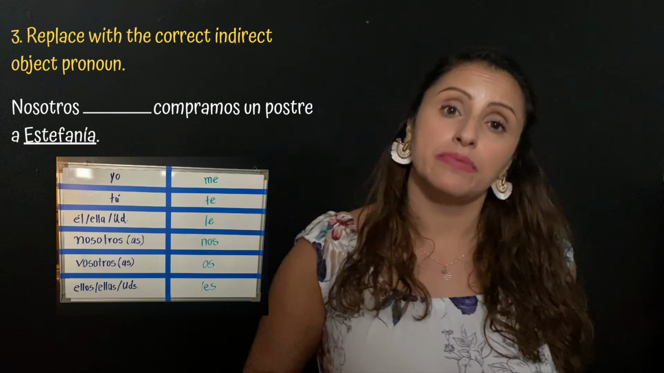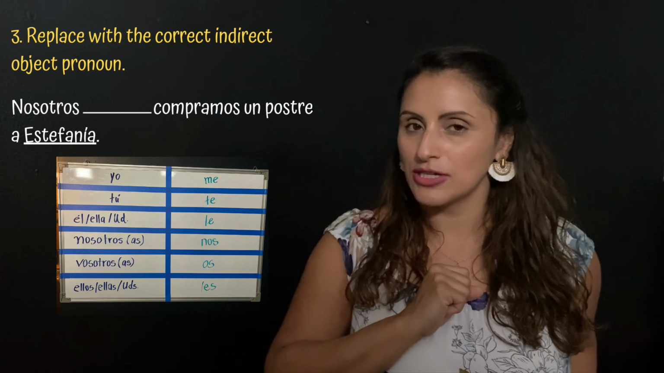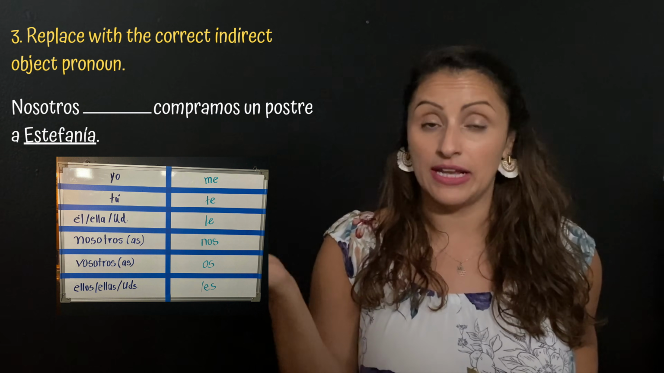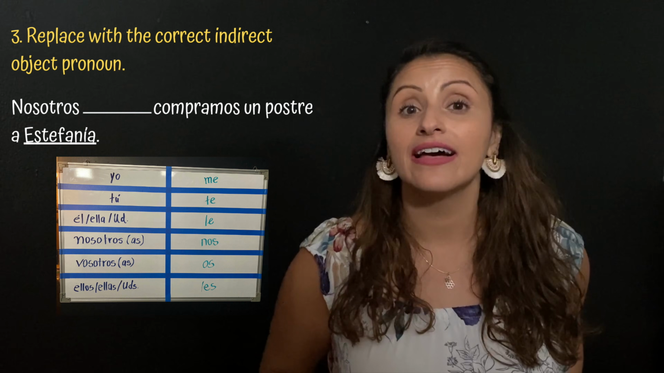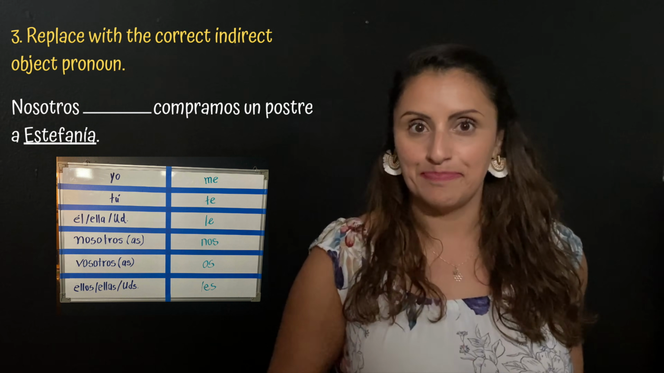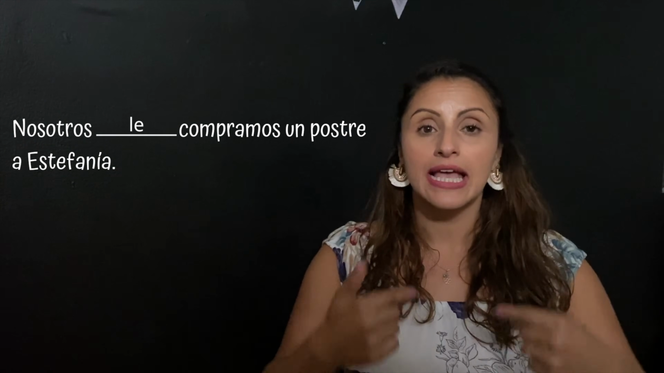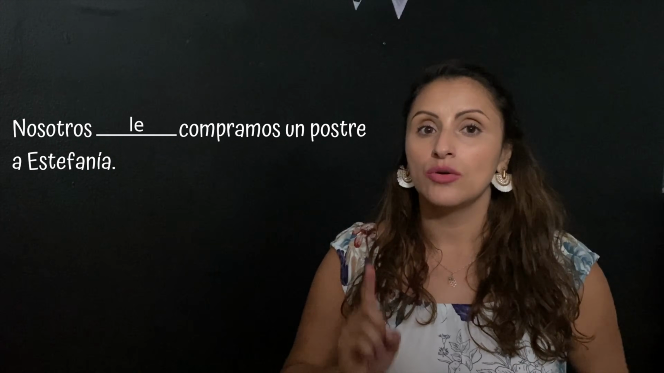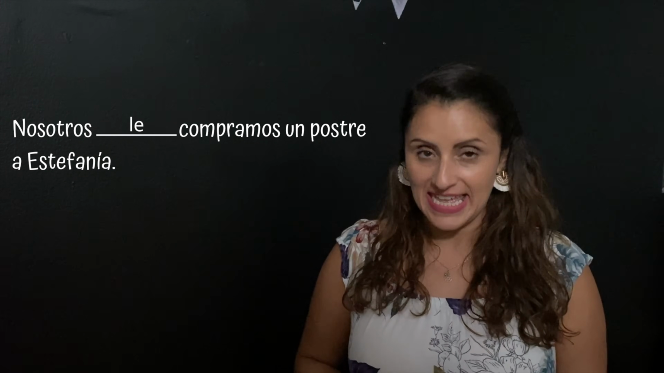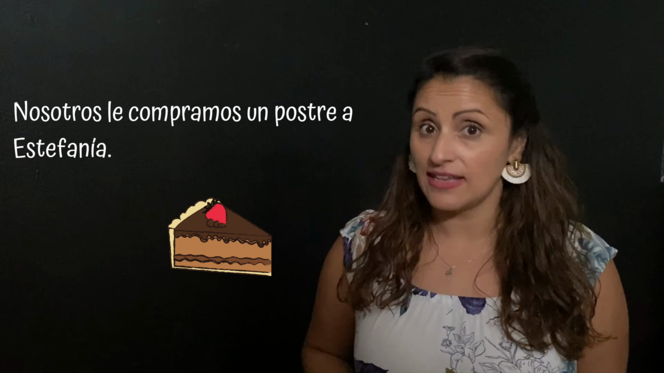So we have to replace it with the correct indirect object pronoun. Which indirect object pronoun matches Estefanía, which is an ella? That's right. It would be le. So the le is what will go on this blank. Nosotros le compramos un postre a Estefanía.